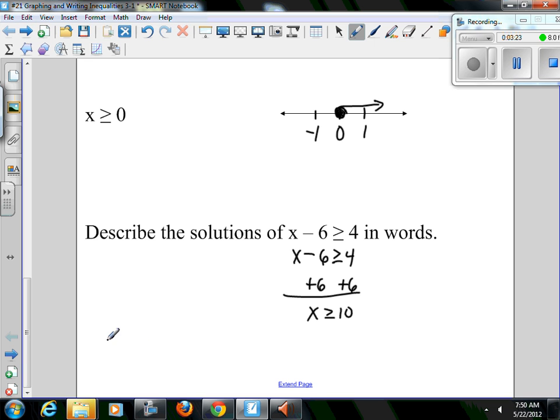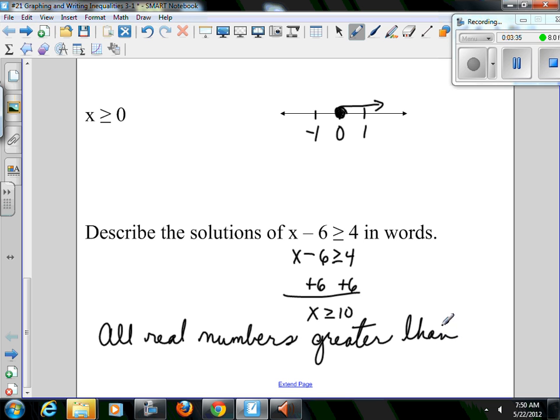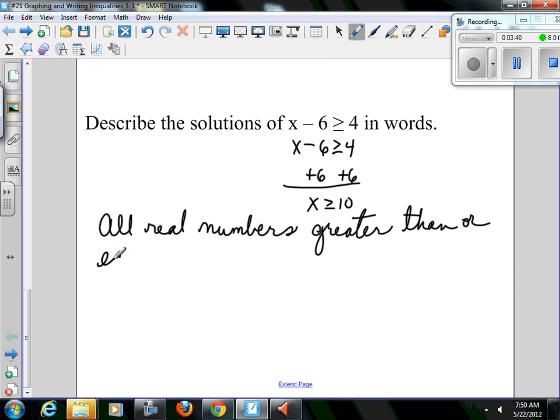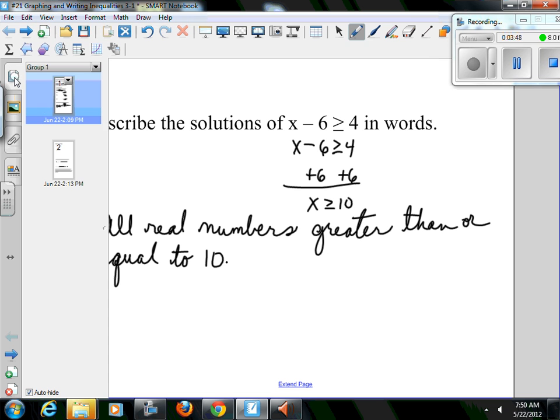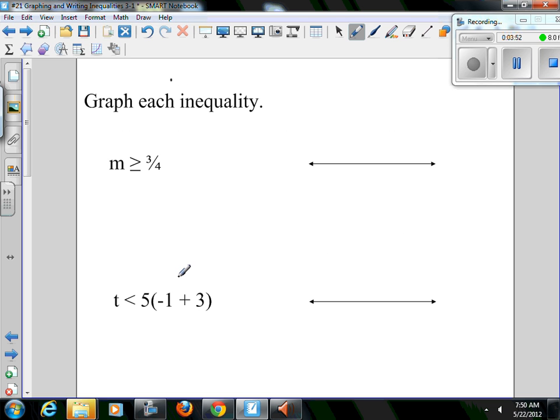And so that's what we're going to write. We're going to write all real numbers greater than or equal to 10. All right? Okay, moving on. Next page.